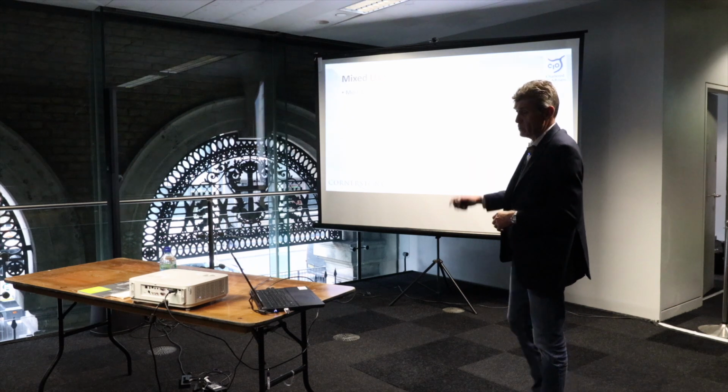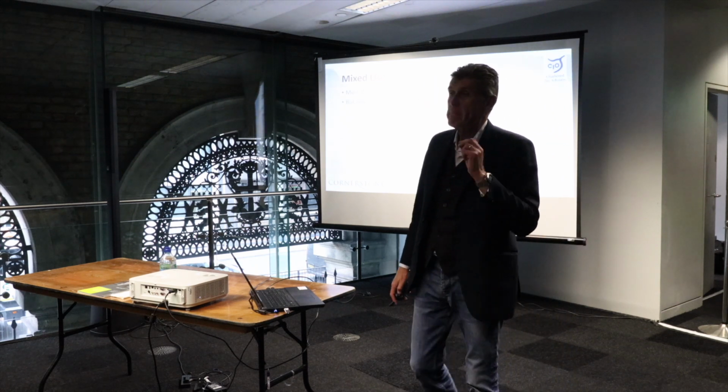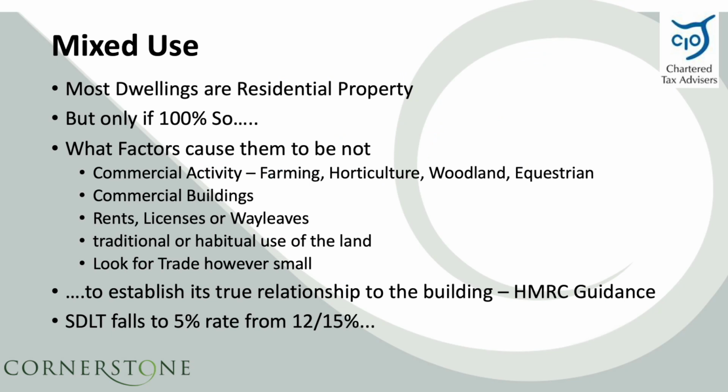So moving on, mixed use. Most dwellings are residential property, but only if 100%. So the tiniest amount, taking it out of residential, will cause you to come down to 5%. Now, I recognise for inner city properties, commercial activities such as farming, horticulture, woodland or equestrian are likely to be remote. St John's Wood hasn't had a wood on it for about 300 years. But we identified a Victorian 2 up, 2 down for a client where we found out that the current owner was using the basement as a woodwork shop in his trade. And therefore we had commercial activity.